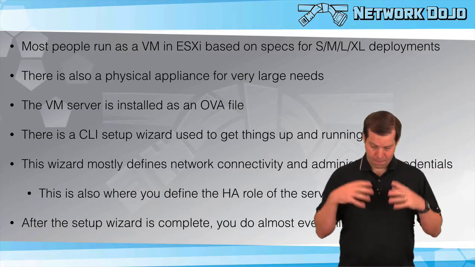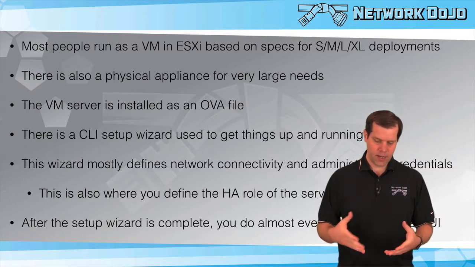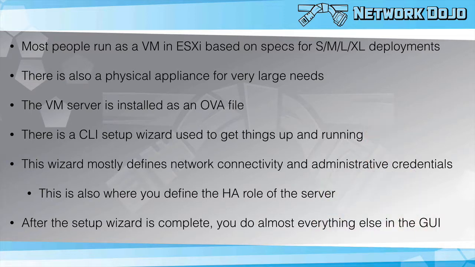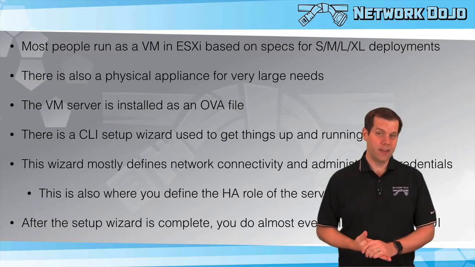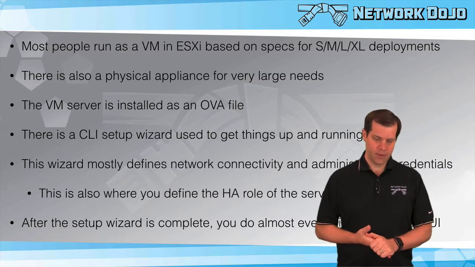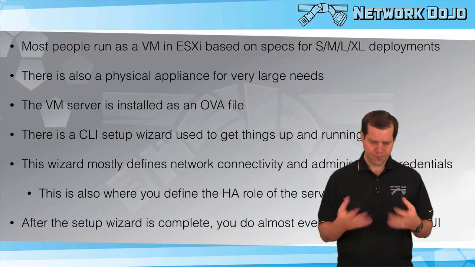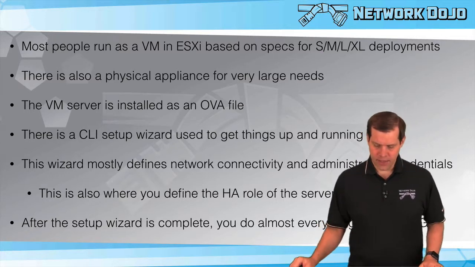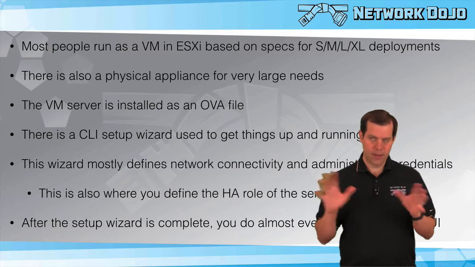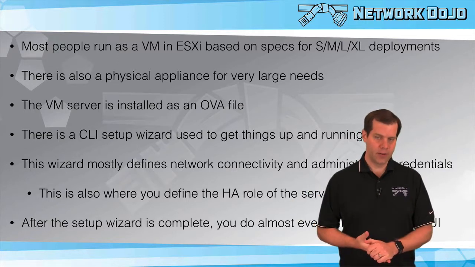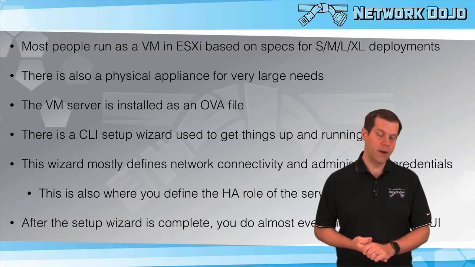So we get it up and running on the network. We define the HA role. Now it's up and running. At that point, everything else pretty much is done inside the GUI. There is a CLI. You can SSH to the box and do some basic connectivity things. Other actions like installing certs and stuff like that are done in the CLI, but all the normal management and manipulation of devices and configurations, that's done in the GUI from there on out.